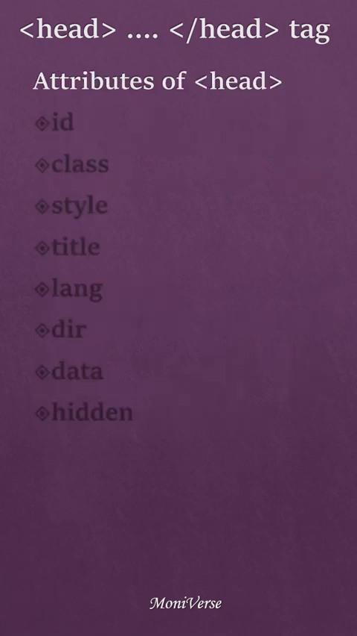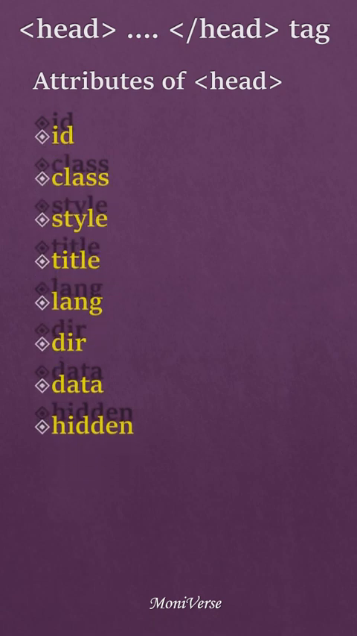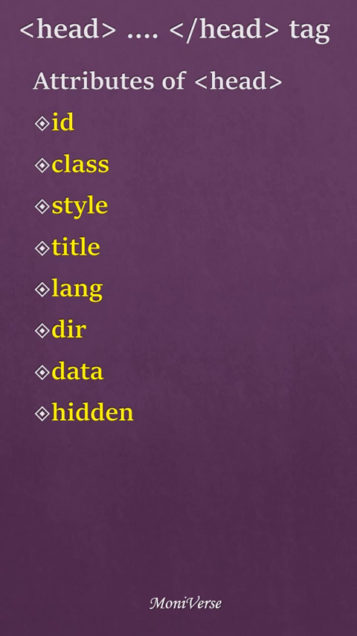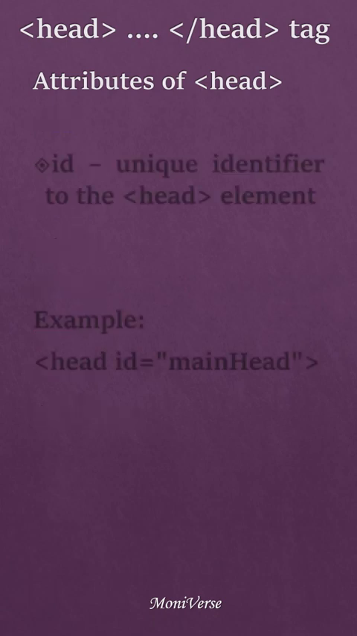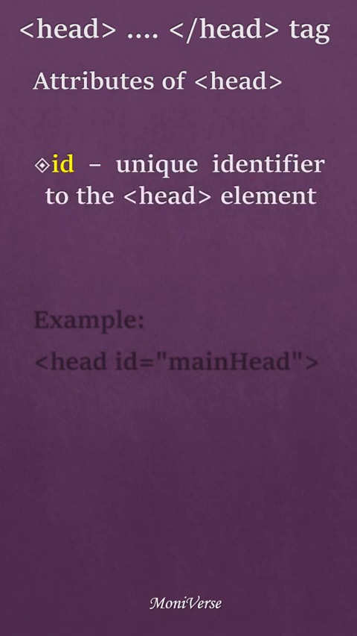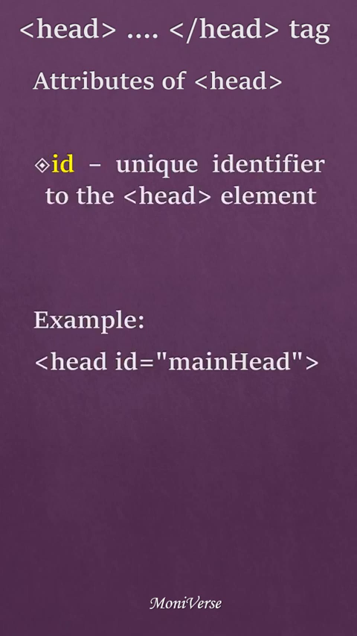And this head tag has various attributes which are similar to those of the HTML tag: ID, class, style, title, lang, dir, data, and hidden. Same as the attribute ID in HTML, this will give a unique name for the head tag. Here is an example.